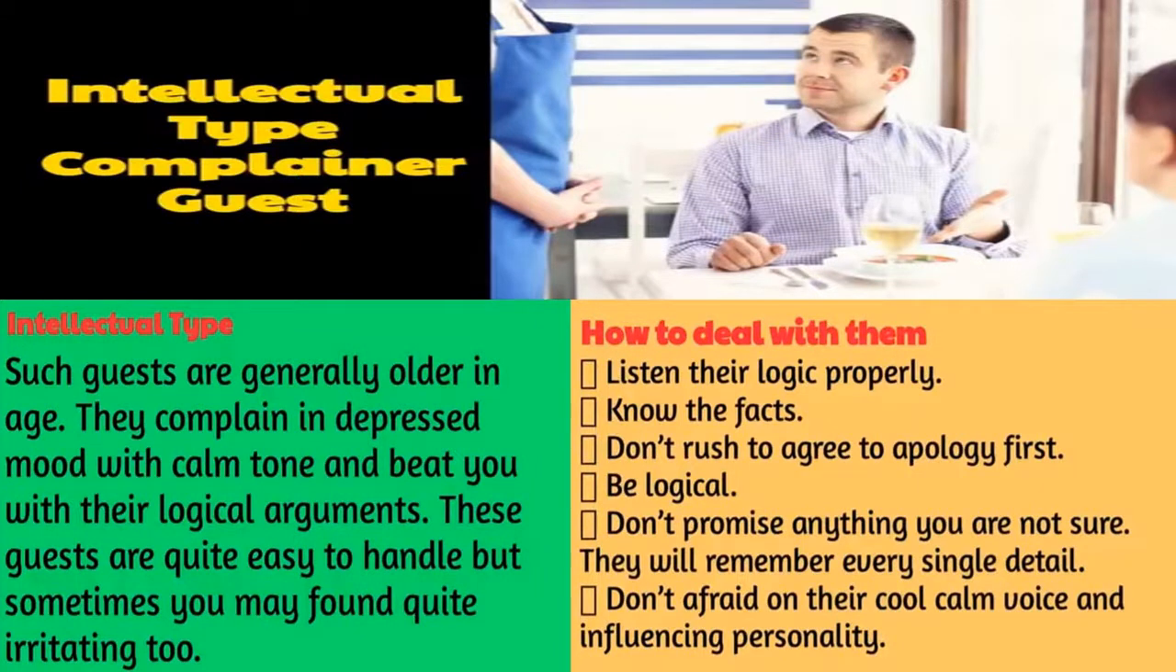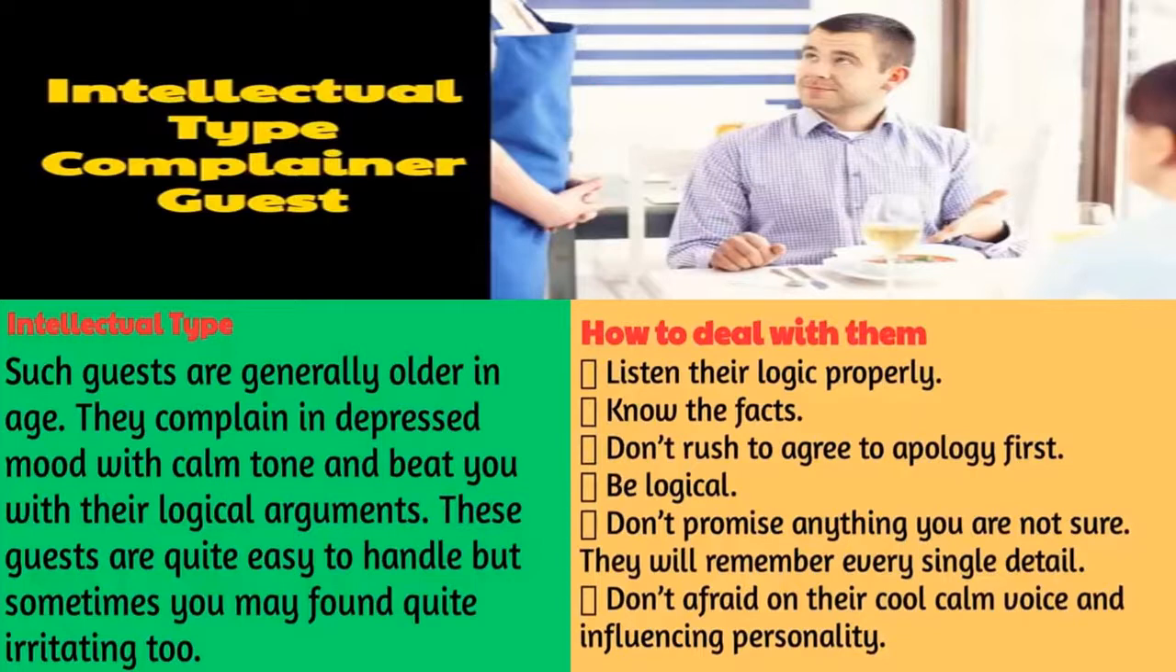For the intellectual type complainer guest, such guests are generally older in age. They complain in a depressed mood with a calm tone and beat you with their logical arguments. These guests are quite easy to handle, but sometimes you may find them quite irritating. Normally, even though they complain, you find it a little difficult to react and handle them, especially when they argue with references and complain in a very civilized manner. Then you find it difficult to react aggressively or have a verbal fight.